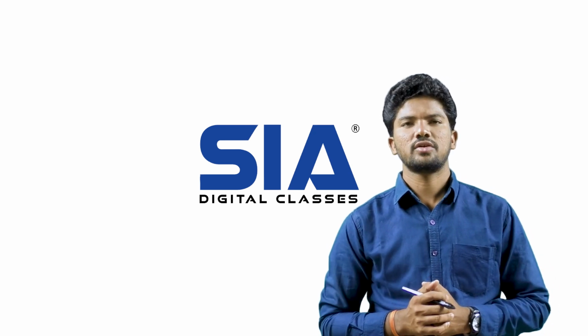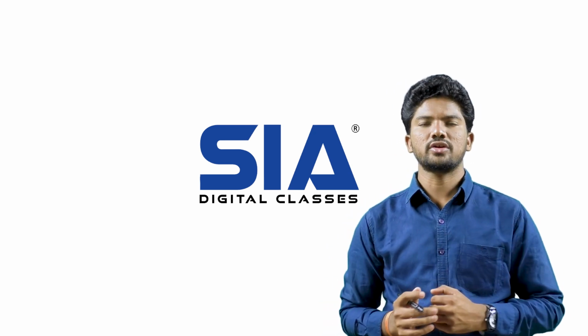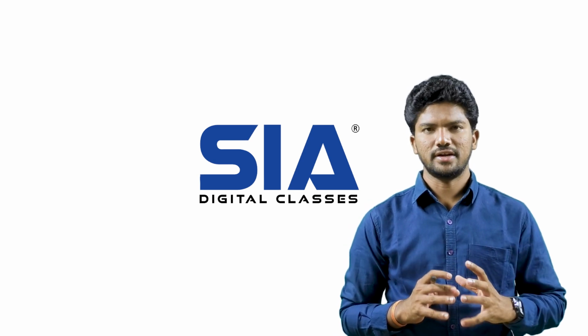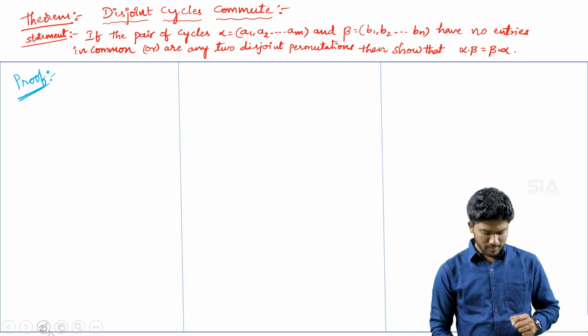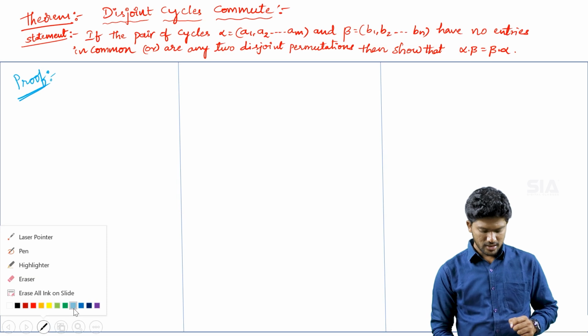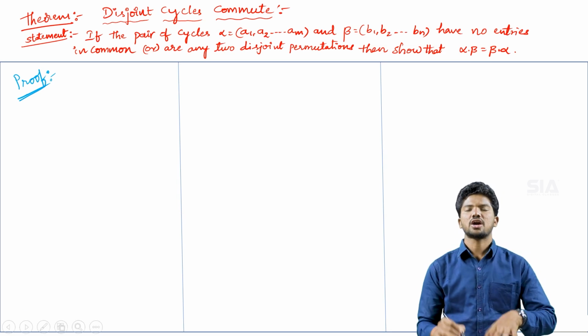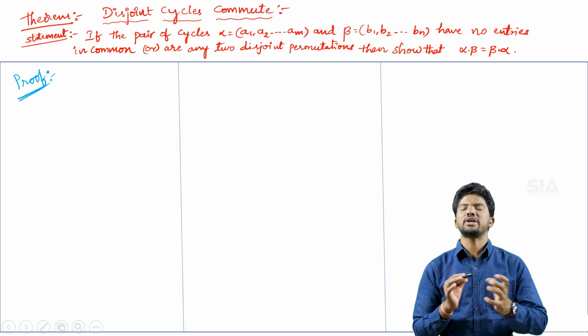In this lecture, we are going to discuss one of the important theorems on permutation. Let's see what is the statement of the theorem first of all. The name of the theorem is disjoint cycles commute. Okay, in the name only we have disjoint cycles commute. Commute is nothing but commutative property.